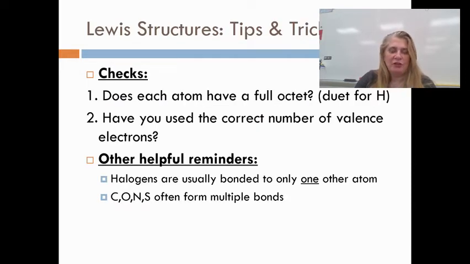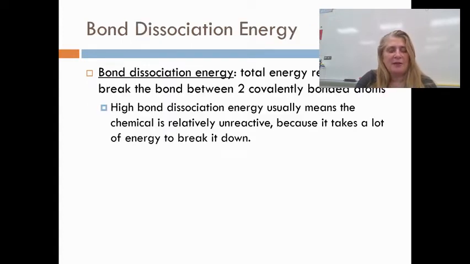So we check. Each atom should have a full octet, except for hydrogen, which can only hold 2 electrons. And then there's a couple exceptions, like boron has to be satisfied without a full octet. You usually get 6. So halogens are usually bonded to only one other atom. Carbon, oxygen, nitrogen, and sulfur are notorious for forming multiple bonds. And remember, we talked about that bond dissociation energy, or the total energy that is in those bonds. You have to add energy to break bonds, and you get energy back when you make new bonds.